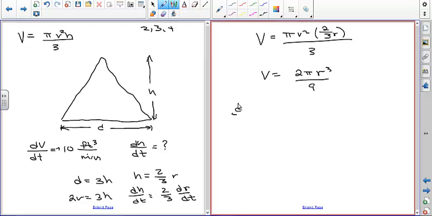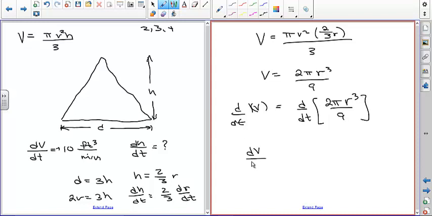So we take the derivative with respect to time of V, and the derivative with respect to time of 2 pi r cubed over 9. The left-hand side just becomes dV/dt, the rate of change in volume with respect to time. On the other side, you get 2 pi over 9 times the derivative of r cubed, which is 3r squared. But because this is r and this is t, you have to have the dr/dt.